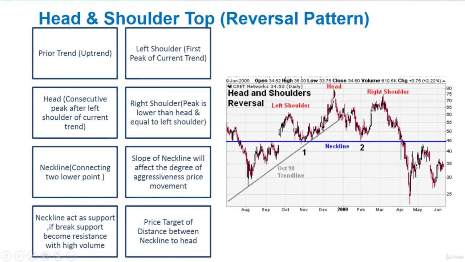As we see in the human body, there is a left shoulder, there is a head, and there is a right shoulder. The left shoulder and the right shoulder are in the same form or at the same levels. The right shoulder is lesser than the head, and the left shoulder is also lesser than the head, but it is followed by a head. The bottom is considered to be the neckline for that pattern.